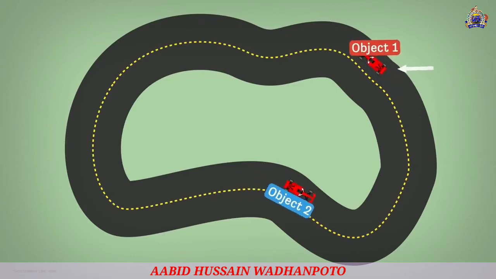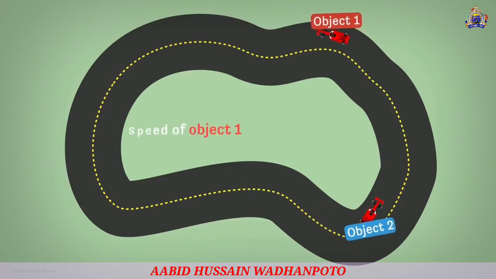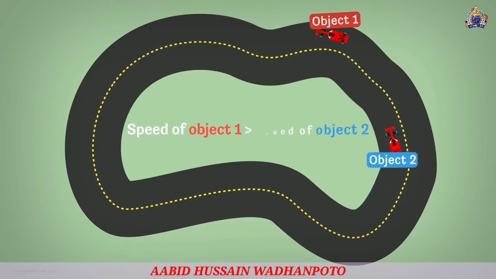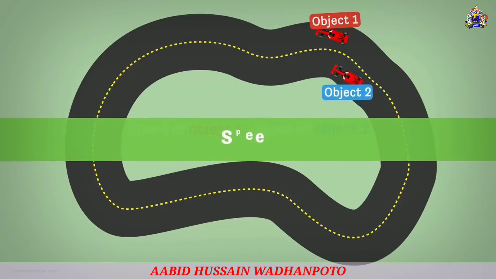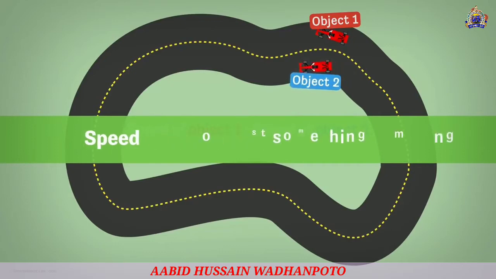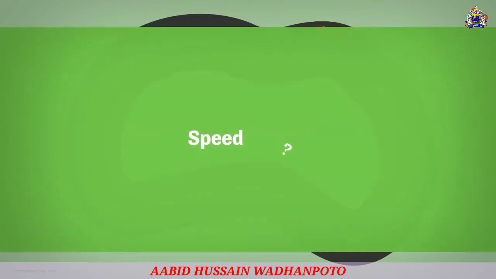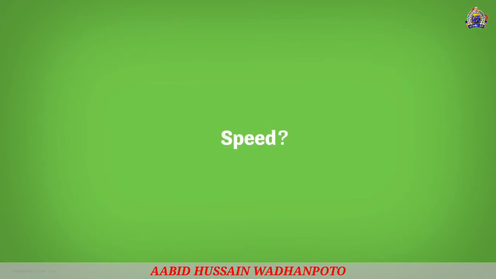So we can say that if any object is moving a particular distance in a time, and it is moving faster, then the speed of that object is greater than the second one. Here the speed of the first object is more because it was running fast. So this is called speed: how fast something is moving.